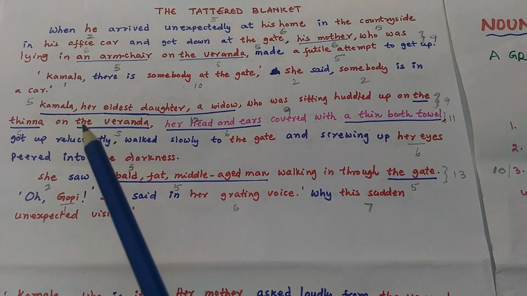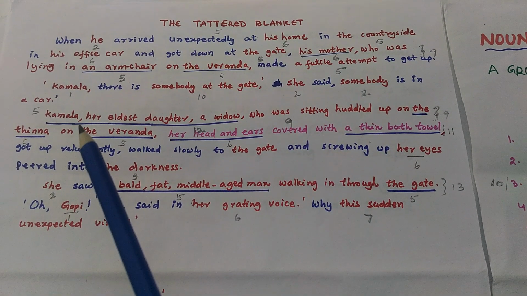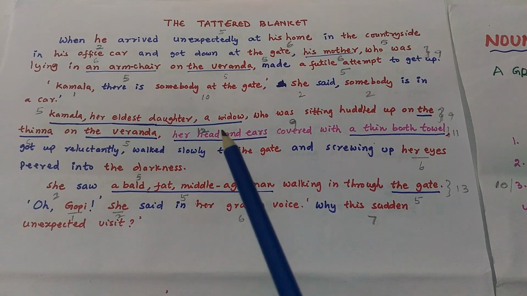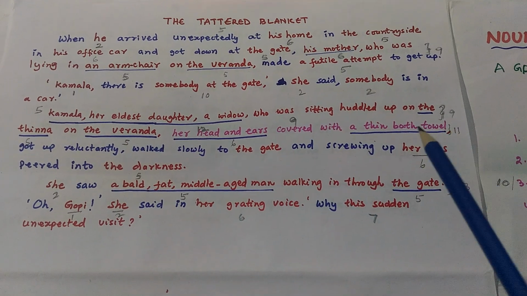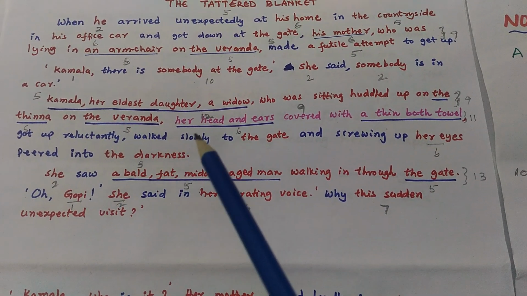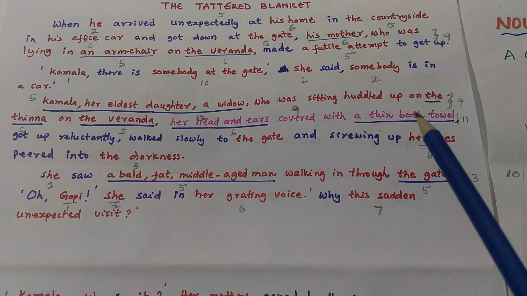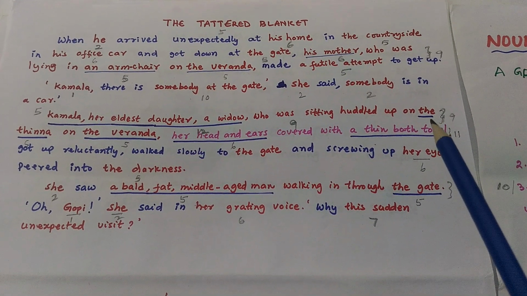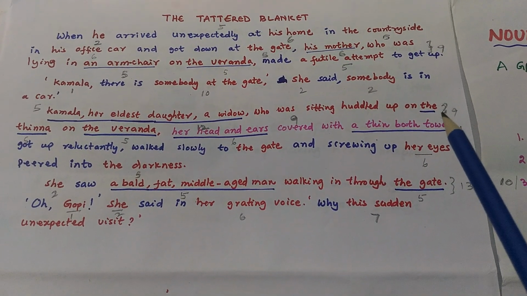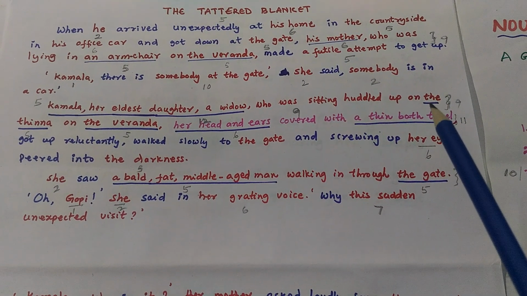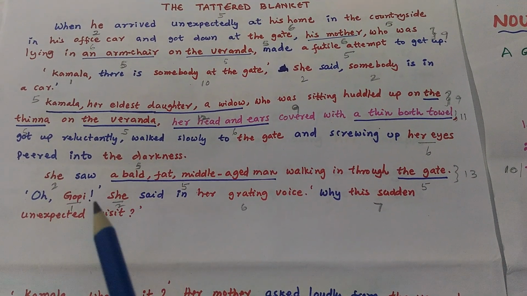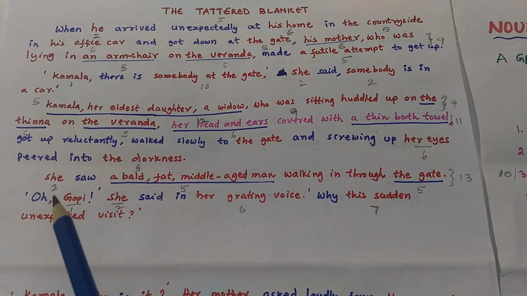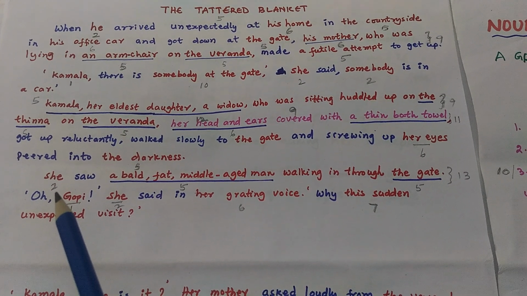Similarly, this is the indicator from Kamala, her eldest daughter, a widow who was sitting held up on the tinna on the veranda, is a noun phrase. This is a big noun phrase. Its indicator is 9. This 9 tells us that a noun phrase plus relative clause is called a big noun phrase. Similarly, she is a noun phrase because its indicator is 2. 2 tells that a single word pronoun is also called noun phrase.